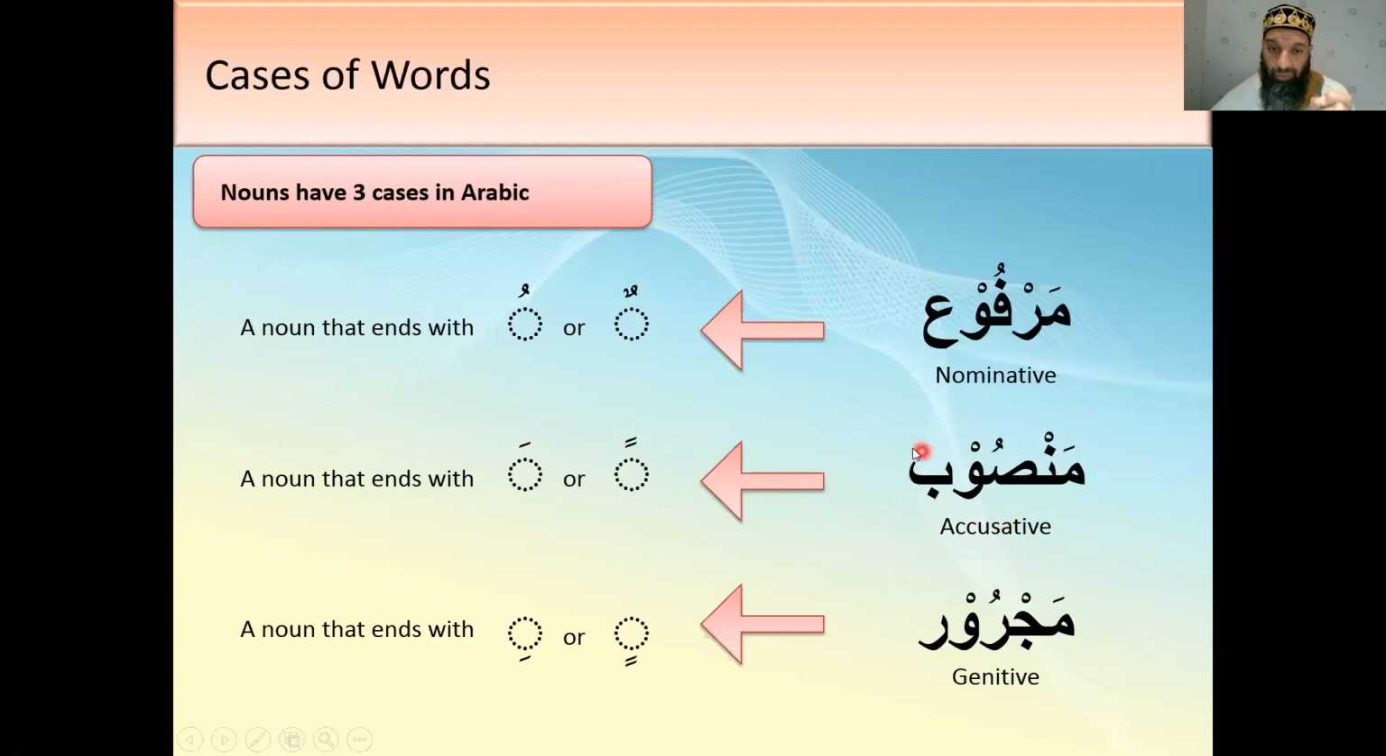Any singular noun that ends in a double fatha or a single fatha is described as a mansub word. Its case is mansub. And any word that is ending in kasra or double kasra is described as a majrur word. So you should be able to just look at a word, and if I ask you what case that word is, you should be able to say, it's marfu. I might say in this sentence, find a marfu word. You need to be able to look at it and know. So that's why we studied it.